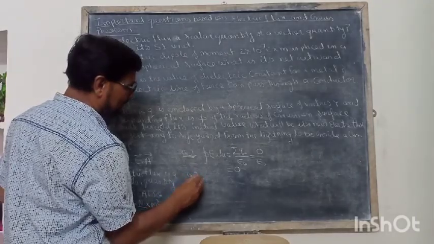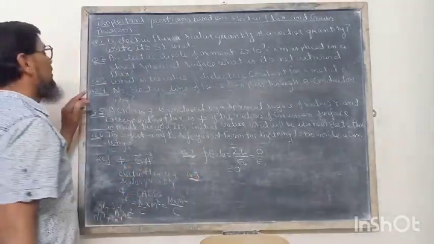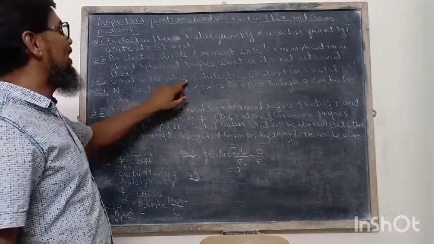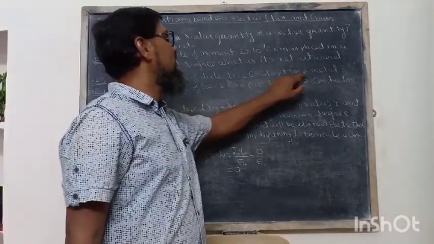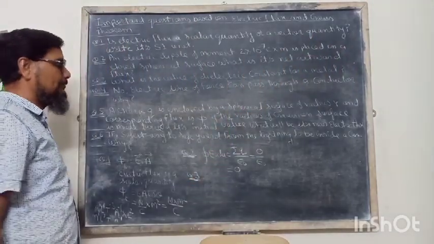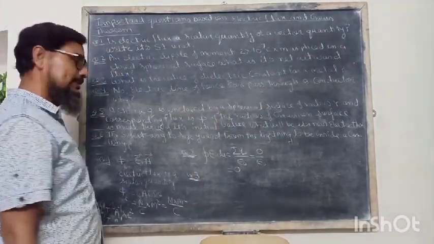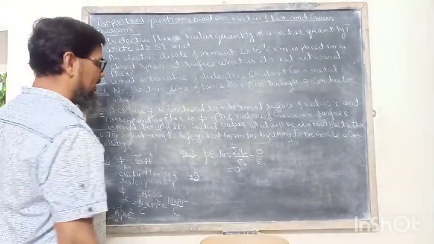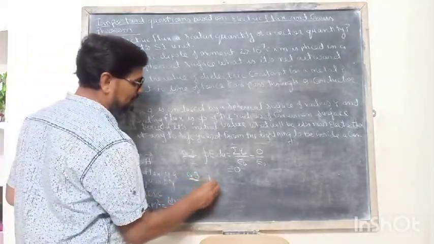Now we shall discuss the answer of question number 3. What is the value of the dielectric constant for a metal? It is an informative question, and it has a very fixed value, which is nothing but infinite.